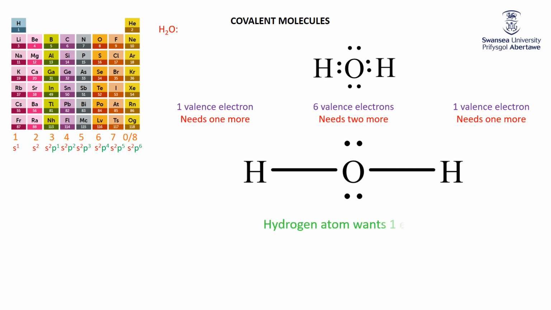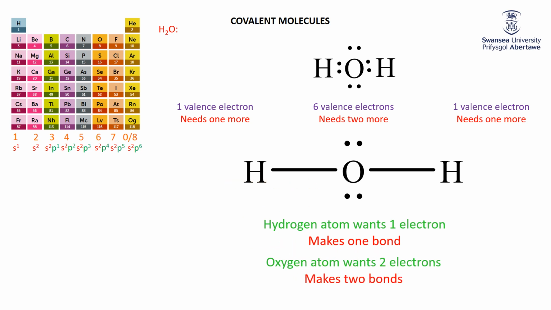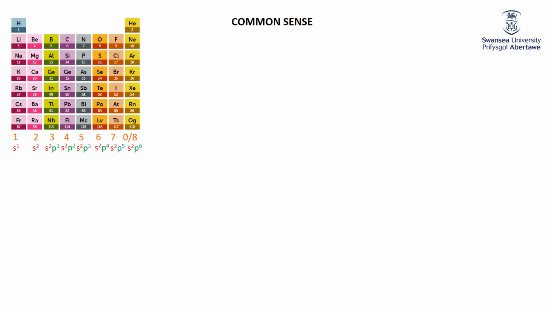Okay, again, hydrogen atom wanted 1 electron. How did it do it? It made 1 bond. Oxygen atom wants 2 electrons. How did it do that? It makes 2 bonds. Now, I could do all kinds of further examples, but before I do that, let's see if we can generate a nice common rule, which I like to call common sense. And that is that if an atom wants X more electrons, if it's been sensible, it will make X bonds.